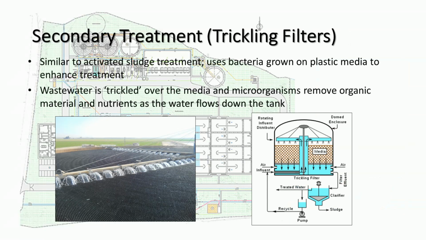The use of trickling filters is an alternative biological treatment method, which enhances removal of organic material and nutrients. Circular tanks are packed with plastic media, which serves as a large growth surface for microorganisms. Wastewater is trickled over the biologically active packing material, and clean water exits through the bottom of the tank. Over time, microorganisms which are washed off of the plastic media get disposed of in a clarifier, similar to activated sludge treatment.